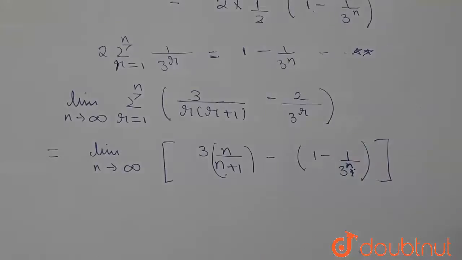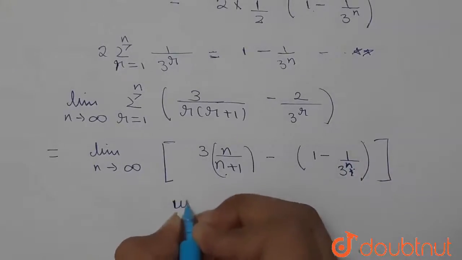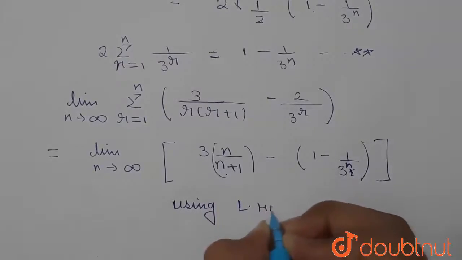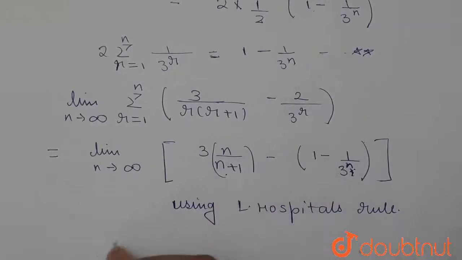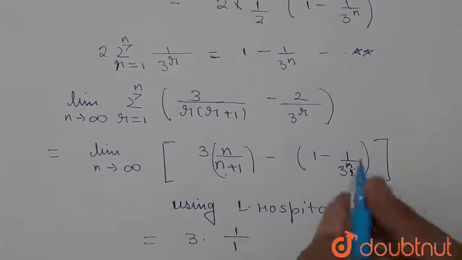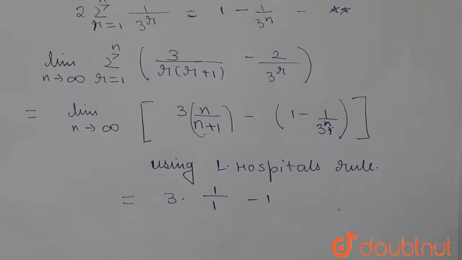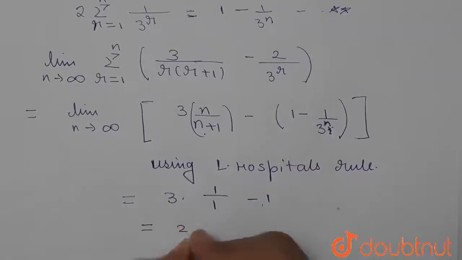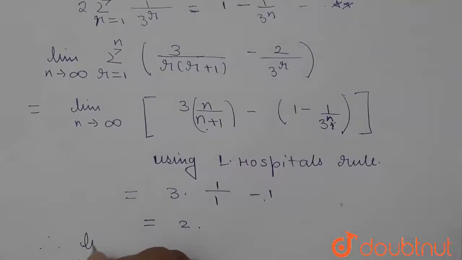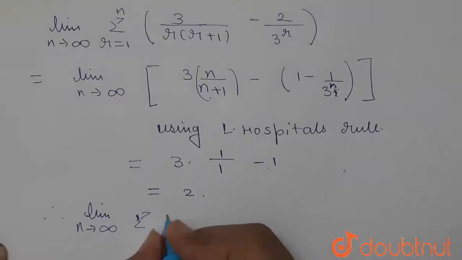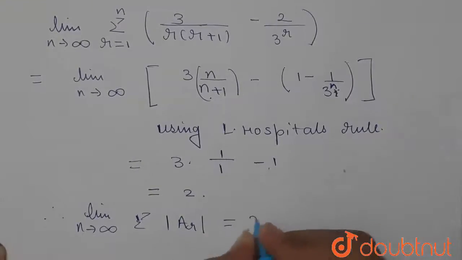So for this we are going to use L'Hopital's rule. Using L'Hopital's rule, we will differentiate numerator and denominator separately. So here we will have 3 into 1 upon 1, and this will be minus 1, the differentiation. So this whole term is 0, then here we have minus 1 and then differentiation. So what we are getting here is 2. So the value of this expression is coming equal to 2. Therefore we can say that limit n tends to infinity of the summation of mod determinant of A_r is equal to 2. So this is the required answer.